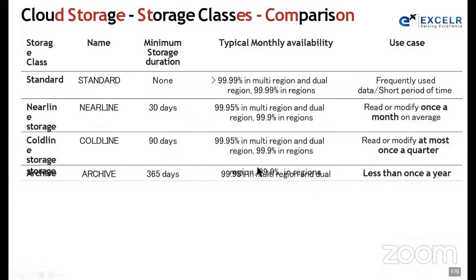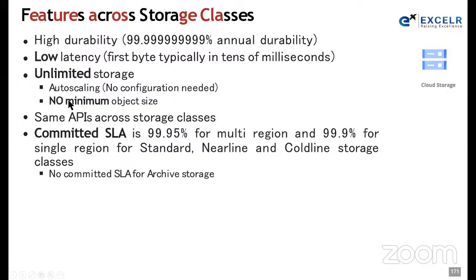So we have already seen the features. Unlimited storage is a feature, and there is no minimum object size. This is very important. There is no minimum object size, so you can have a very small object as well as a single file, which is typically not available with the other cloud providers. In AWS, you have a minimum object size option.